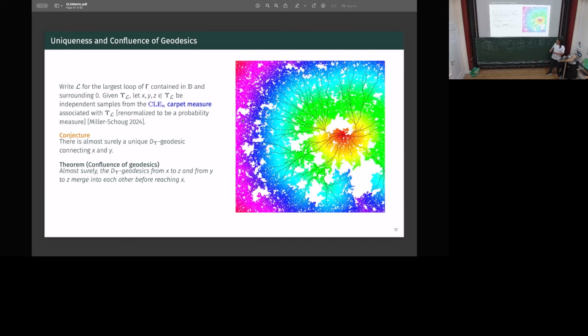And you can see this in this simulation. So this is the center point I choose, and I then randomly sample like 100 other points, and I draw the geodesics from these points to the center point. So these are the geodesics, and you can see they do merge before reaching the origin.